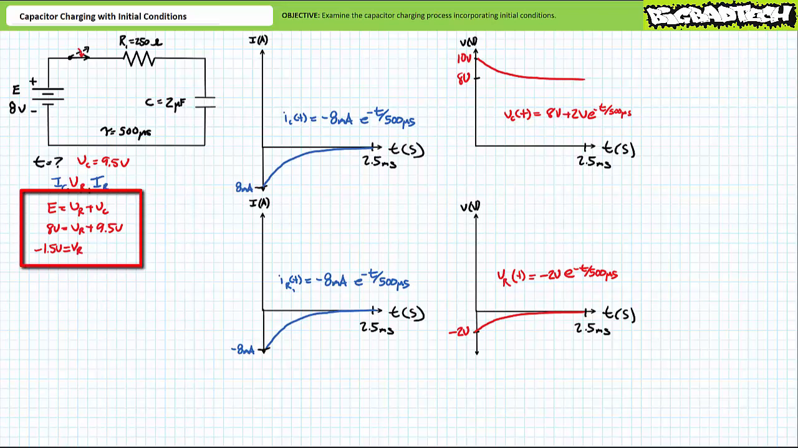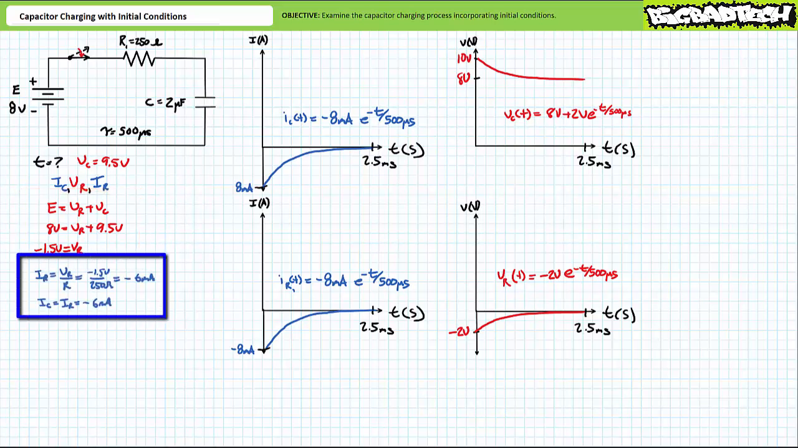Therefore, R1 must experience 8 minus 9.5, or negative 1.5 volts must appear across the resistor. With negative 1.5 volts across a 250 ohm resistor, current through it, and by extension through the capacitor, must equal negative 1.5 volts divided by 250 ohms, or negative 6 milliamperes. In summary, when Vc equals 9.5 volts, Vr must equal negative 1.5 volts. Both IR and IC will equal negative 6 milliamperes. Note all these events occur simultaneously. The remaining question being, at what time does this event occur?